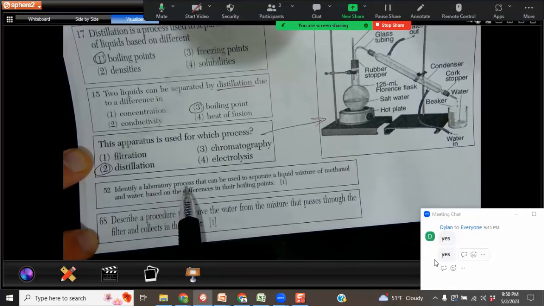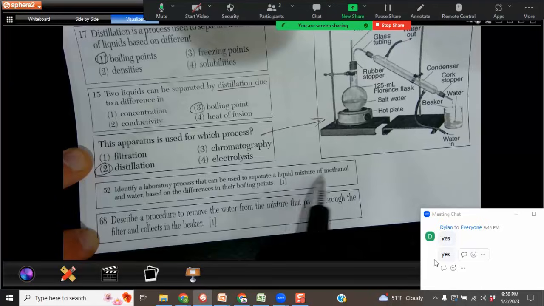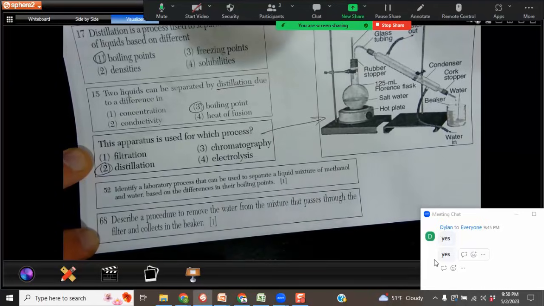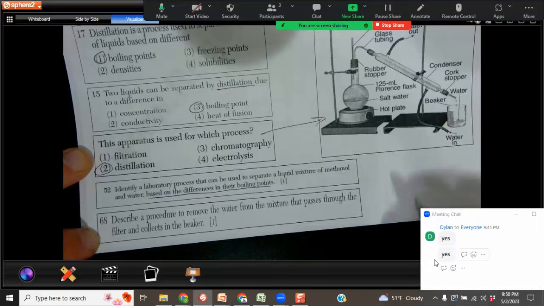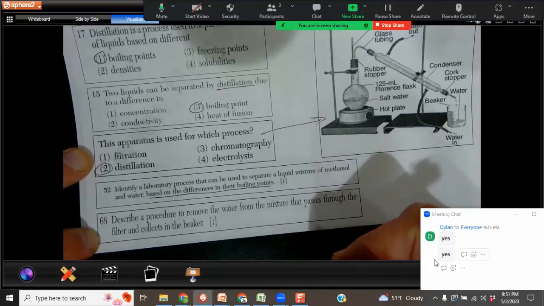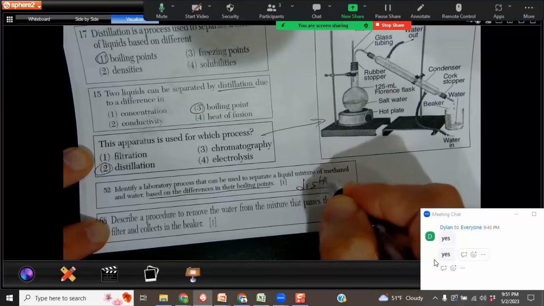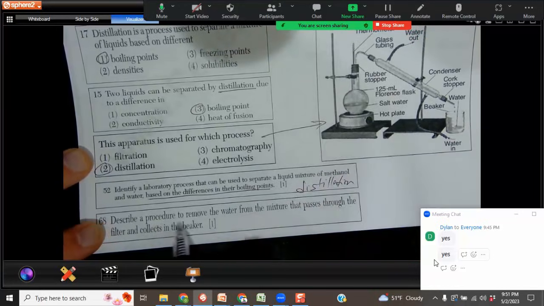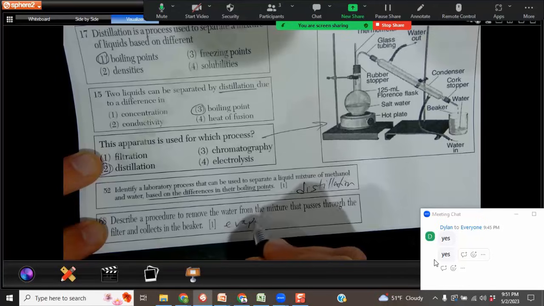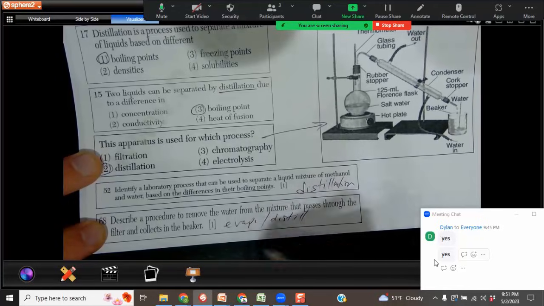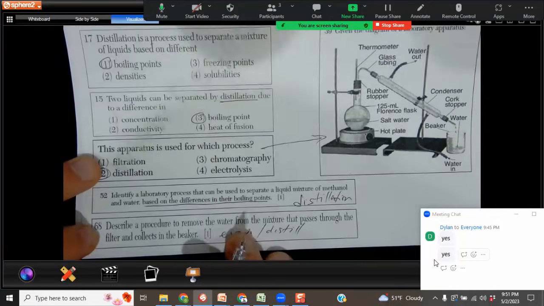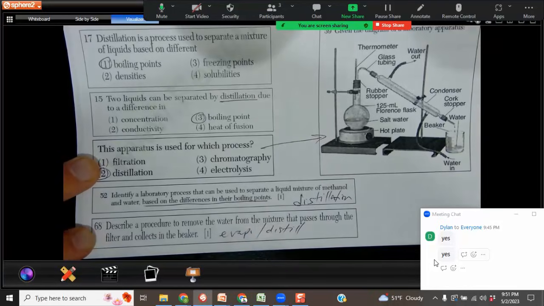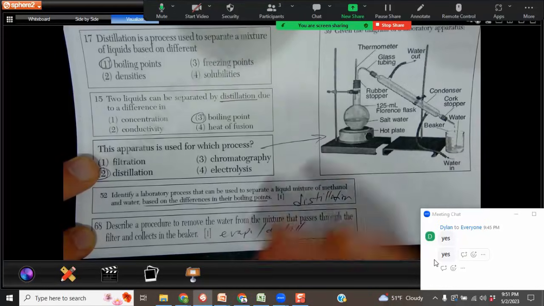Identify a laboratory process that can be used to separate a liquid mixture of methanol and water. That's alcohol and water. And they're telling you what to write. So what are you going to write for 52? One word, 1 point. Distillation. Boom, there it is. Distillation. And describe a procedure to remove water from a mixture that passes through filter, collects in the beaker. You could say evaporation, but you can also say distillation. Either one of those would be acceptable there. And there you have it. That's way 6. And I don't believe there was a question on the January Regents, but you get the idea.